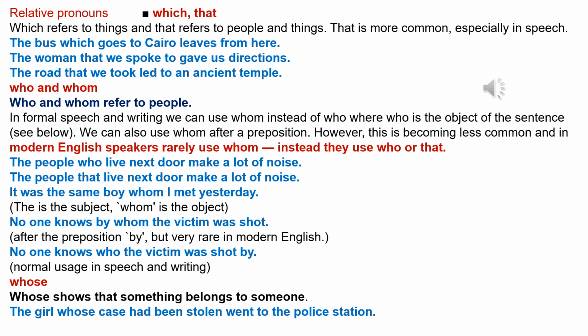The people who live next door make a lot of noise. The people that live next door make a lot of noise. It was the same boy whom I met yesterday. The is the subject, whom is the object.